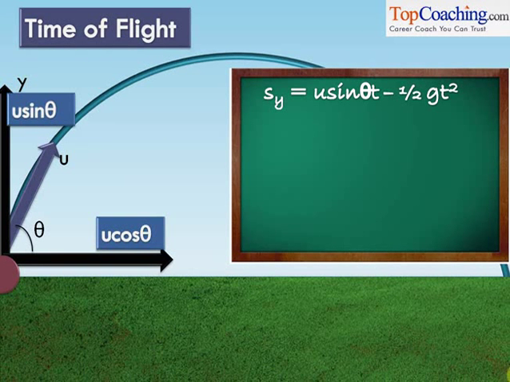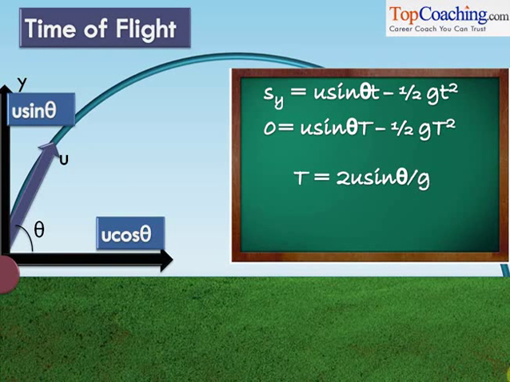Now the time t will be equal to the time of flight when the net vertical displacement of the projectile is 0. After all, when the projectile strikes the ground again, its net displacement from its initial position along the vertical direction will be 0. So sy is 0. 0 = u sin θ × T − ½g × T². Here T refers to the time of flight of the projectile. On simplification, the time of flight comes out to be 2u sin θ / g.